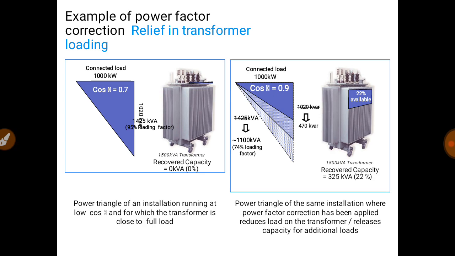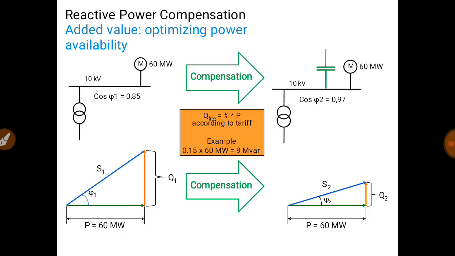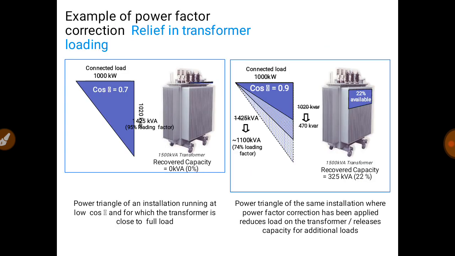This is an example of constant active power, real power P in kilowatts. Reactive power compensation of this example is denoted here.